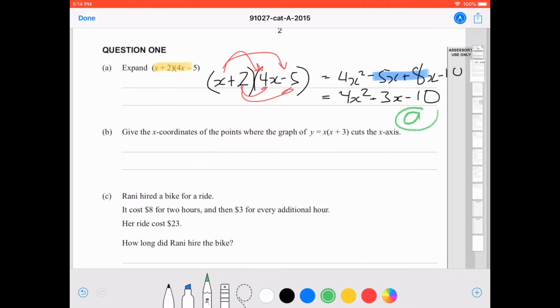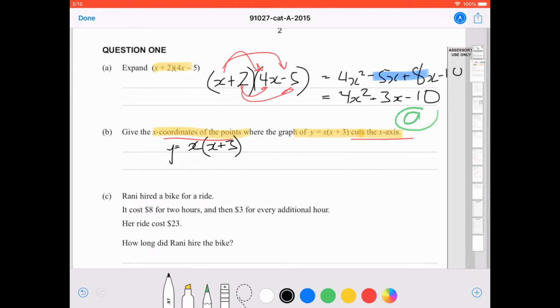Okay, moving on to question 2 now. Question 2b, that is. It says, give the x coordinates of the points where the graph of y equals x times x plus 3 cuts the x-axis. Okay, so we've got this function y equals x times x plus 3. And we're looking for the x coordinates of the points where this graph cuts the x-axis, and that cutting the x-axis, that is the key information here.